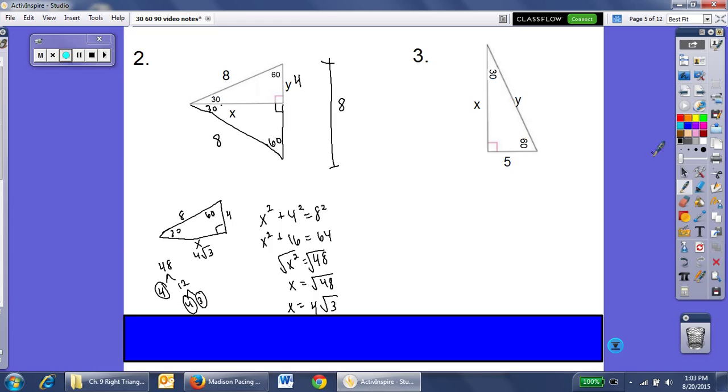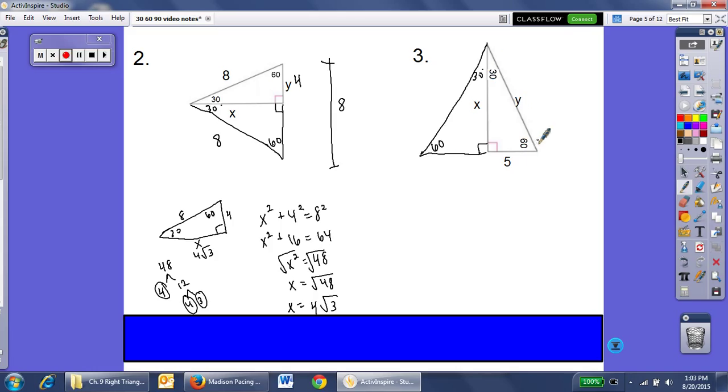Okay, let's look at example 3. So in example 3, we have the special triangle. We're going to reflect it over the long leg. So let's reflect it this way, because the long leg is right here in the middle. So the 90 flips over, the 60 reflects here, and the 30 reflects up here. And now I know I created an equilateral triangle.